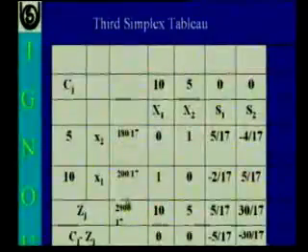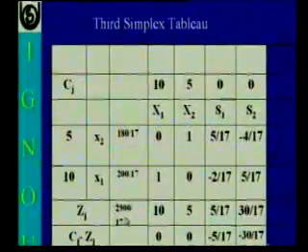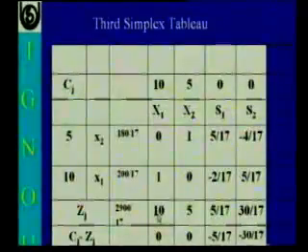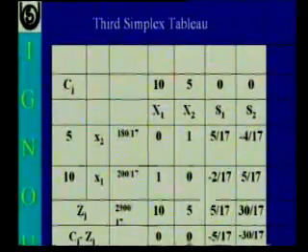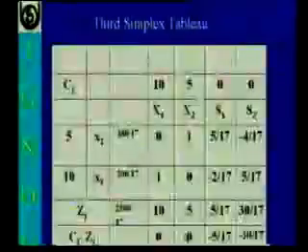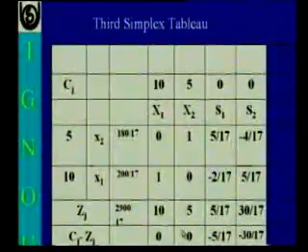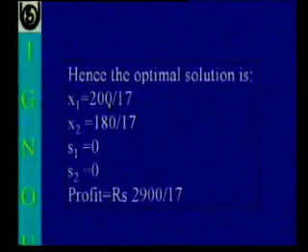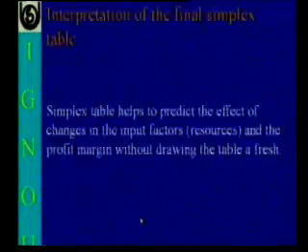Now again we calculate the row for Z and CZ minus Z. We get the value 290 divided by 17, 10, 5. And since we are not getting any positive number, this means that we have reached the optimal solution, where x1 is equal to 200 by 17, x2 is equal to 180 by 17, and s1 is equal to 0, s2 is equal to 0, and the total profit is 2900 by 17.